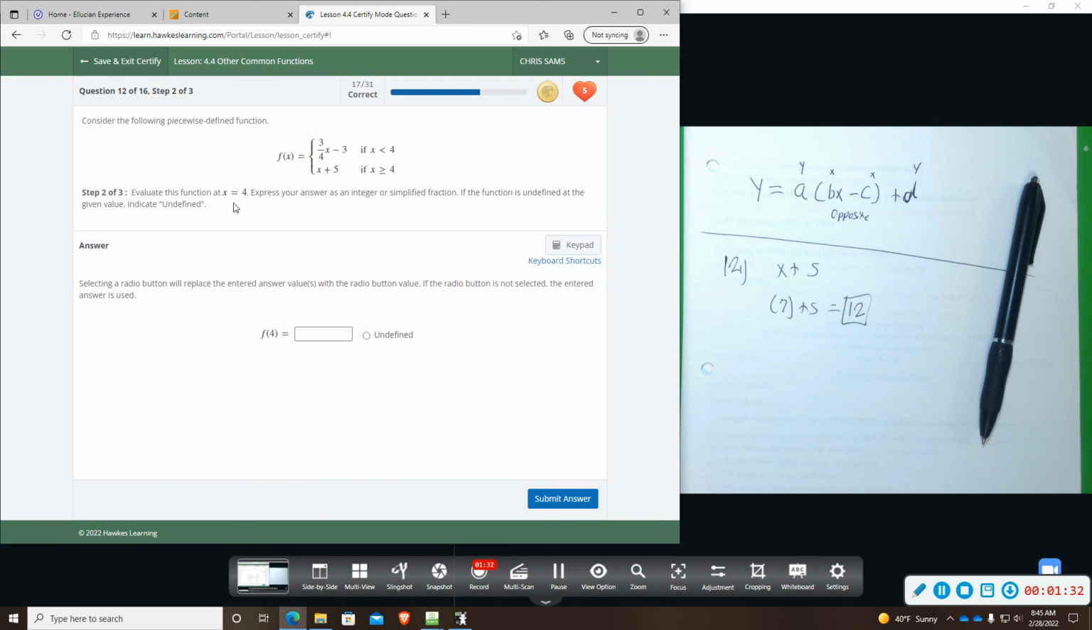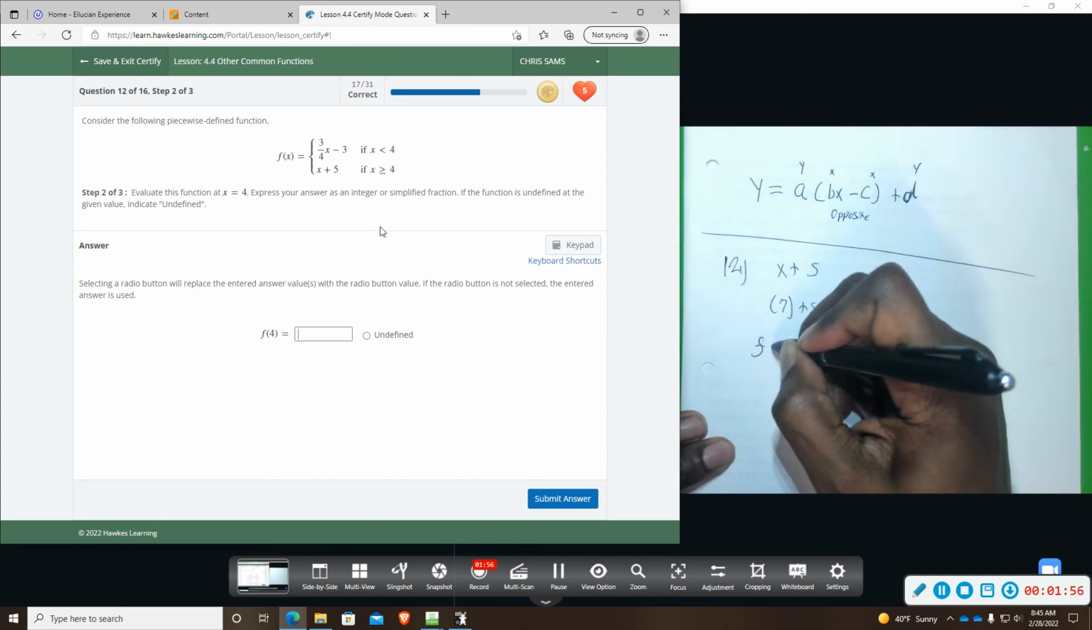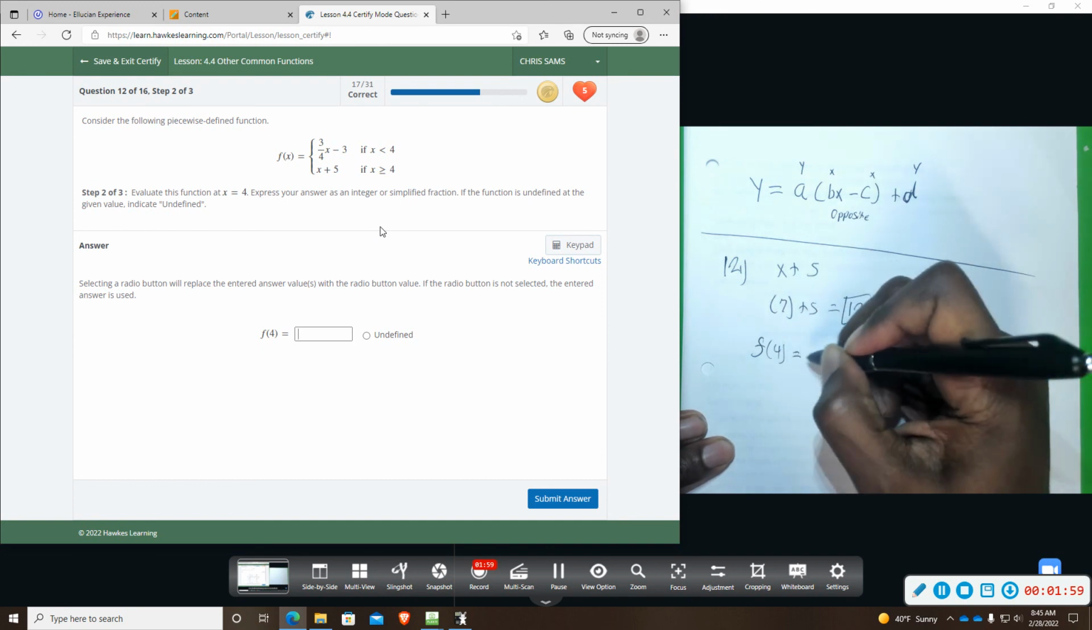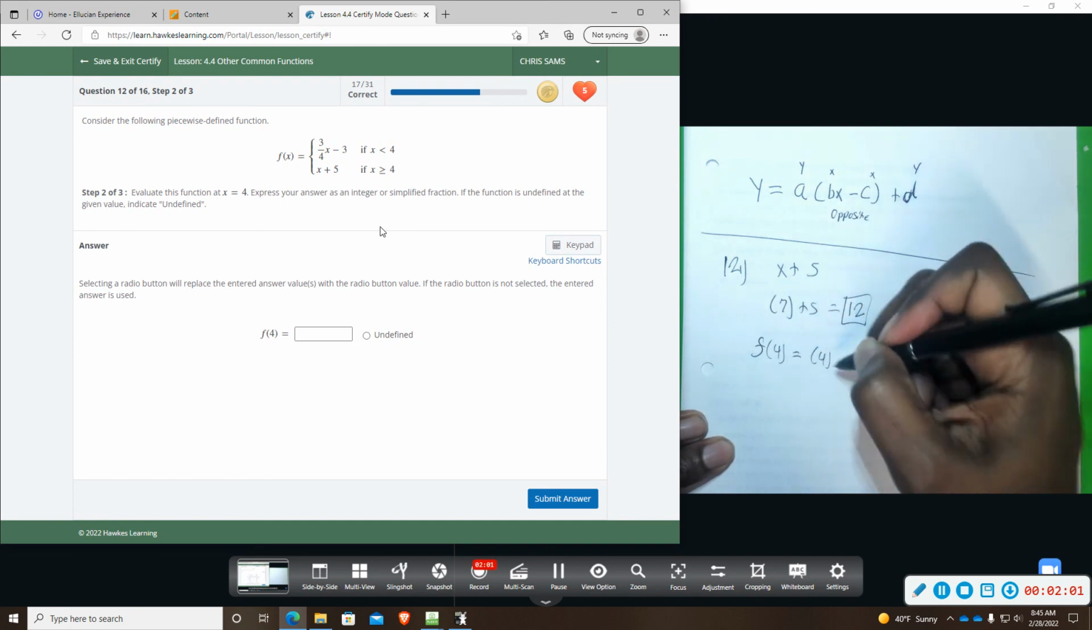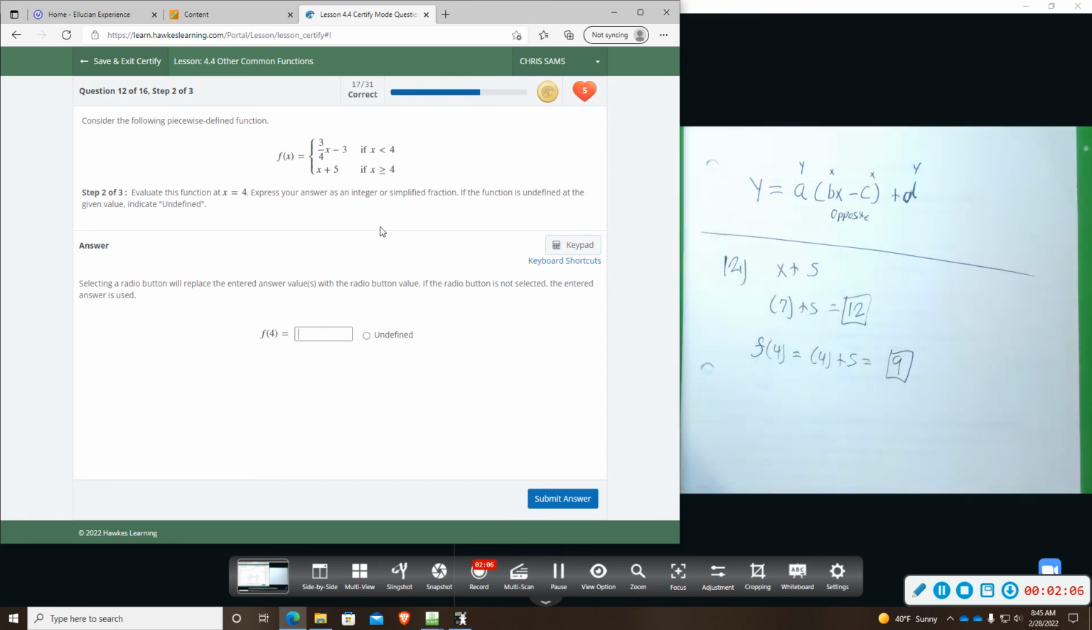Then number 2, we want to evaluate at x equals 4. Look, they both have 4 in them, but only one of them has equality: x is greater than or equal to 4. So you don't want to use the first function because it's only less than 4. The bottom function is for x greater than or equal to 4, so we want to use the bottom one. f of 4 is 4 plus 5, and we get 9.